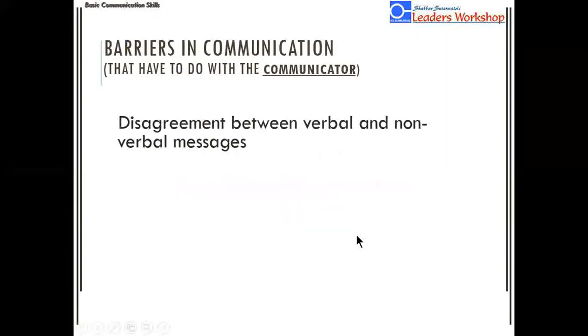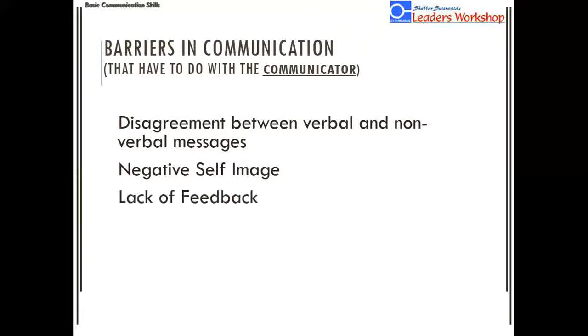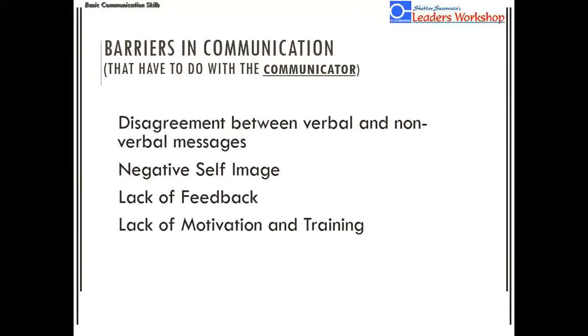Now let's look at the barriers that have to do with the communicator, which we are continuing from the previous page. Disagreement between verbal and non-verbal messages. Imagine you're conveying information that talks about good news, but your face looks as if you're crying. That is a misunderstanding. Negative self-image. Lack of feedback is also a barrier. Just talking non-stop without getting feedback from the audience, that can also be a barrier. Lack of motivation and training. If you don't have training, for instance, in communication skills, you're going to have problems as you communicate.